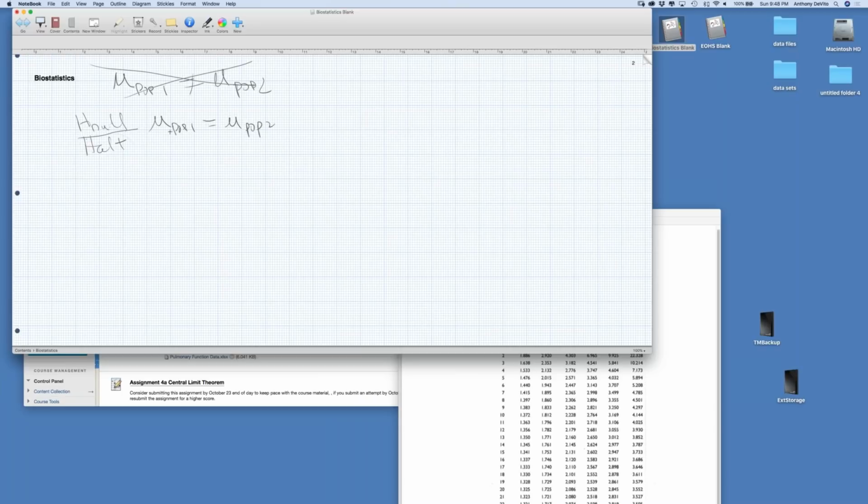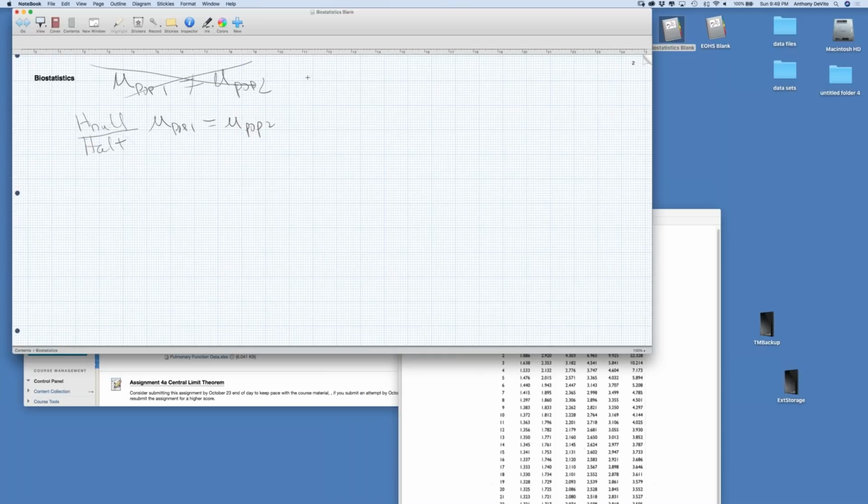Of course, since I'm dealing with means, we know we're dealing with population numerical variables, right? So our null hypothesis is that the mean of population 1 is equal to the mean of population 2. Notice I didn't say how we are going to prove that yet.